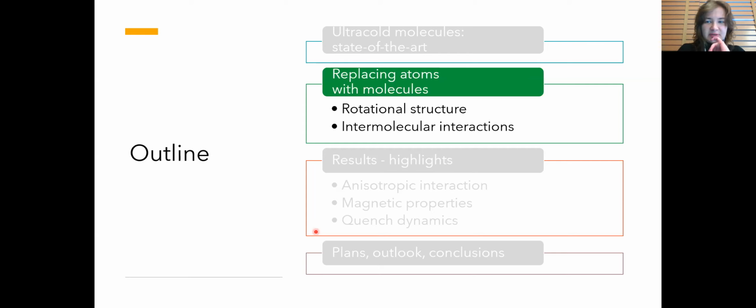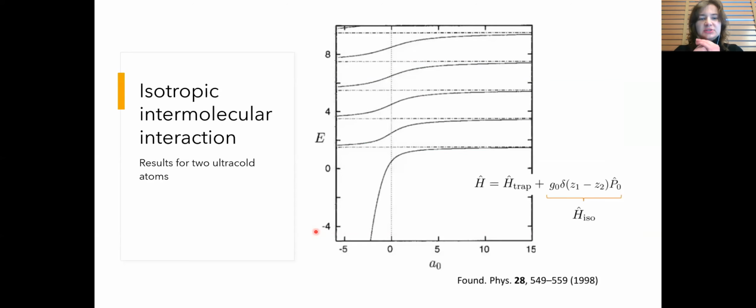And I will start with one slide that shows a seminal work from 1998. It's the work on two ultracold atoms in the one-dimensional harmonic trap. This is, let's say, our starting point. The result you see is an energy spectrum of such a system. And I wrote down the Hamiltonian, so we have the idea of what's different here. So here we have the part describing the trap and the part describing the isotropic interaction between these atoms.